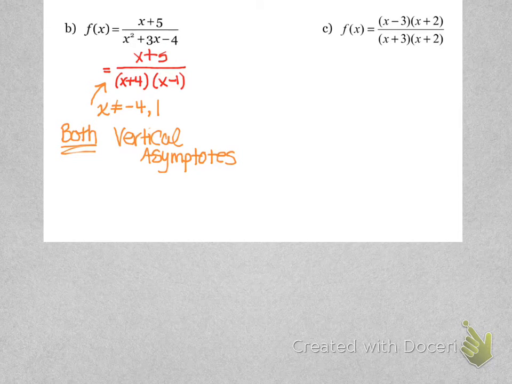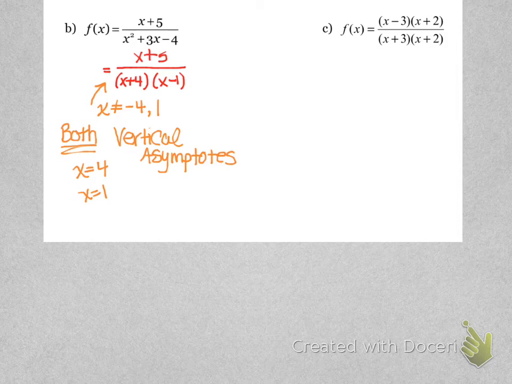So there's no limit to how many you can have and what it is. So you might have a hole, you might not. You might have a vertical asymptote, you might not. So we actually have vertical asymptotes at x equals 4 and at x equals 1.